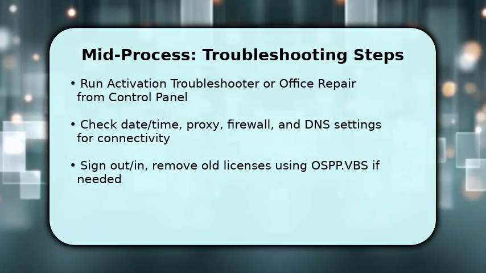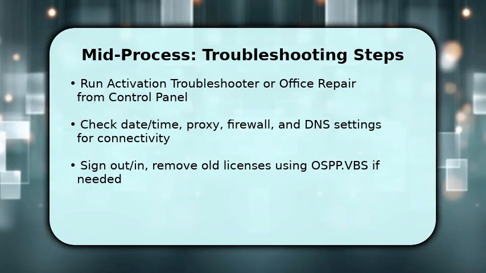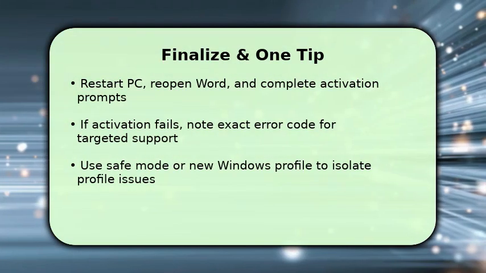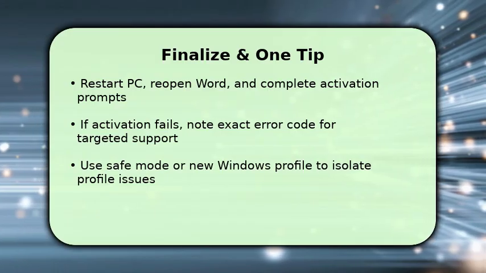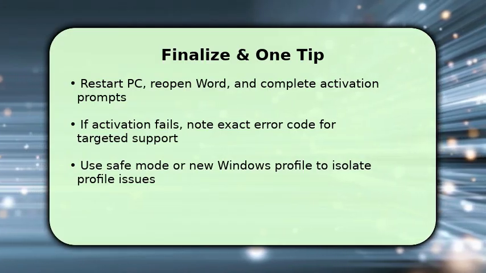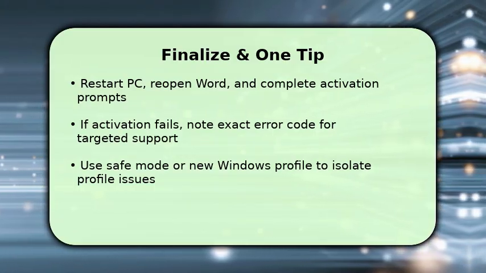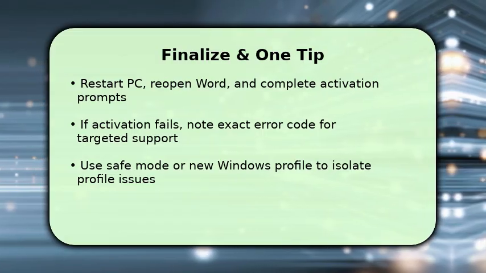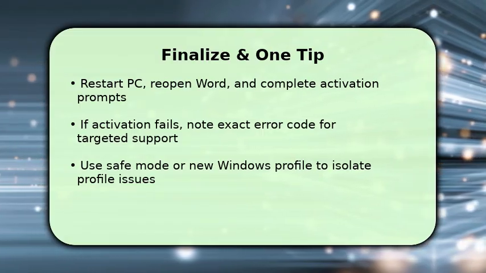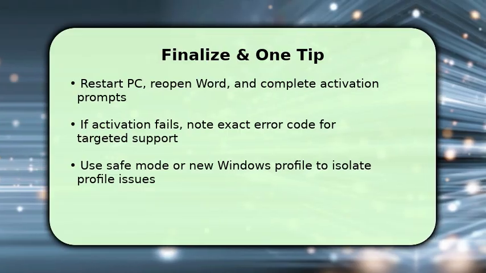Make sure to sign out and sign back into Office to refresh token data. Finish by restarting the computer, opening Word, and completing any remaining activation prompts. This often finalizes license registration. If activation still fails, copy the exact error code shown. That directs you to the specific remedy and speeds support.